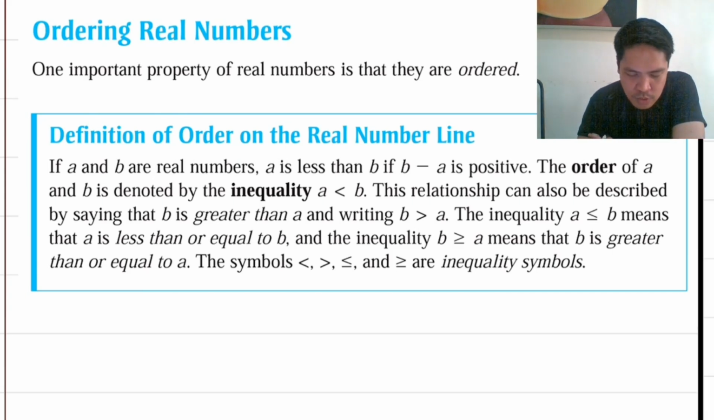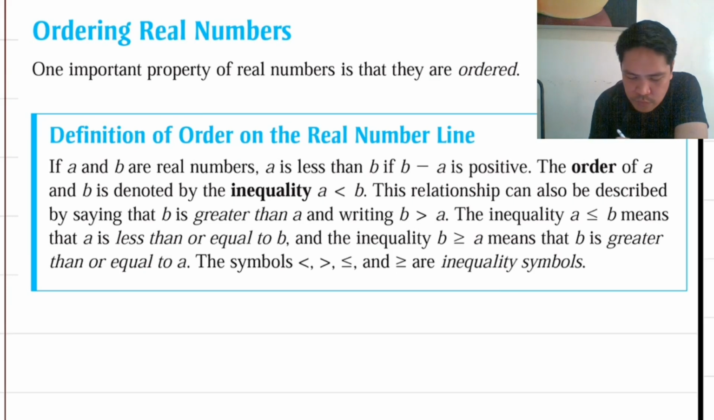So definition of order on the real number line. If A and B are real numbers, imaginein muna natin, A is less than B if B minus A is positive. Of course. A is less than B if B minus A is positive. Correct. Let's say A is 1, B is 2. So 2 minus 1 is positive 1.